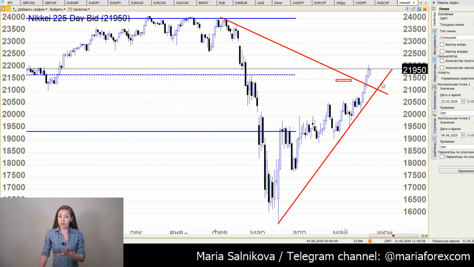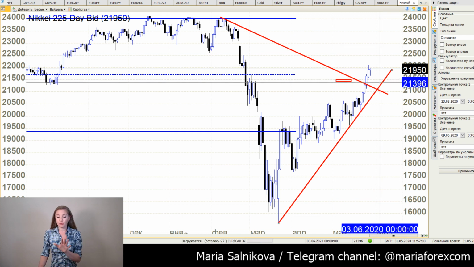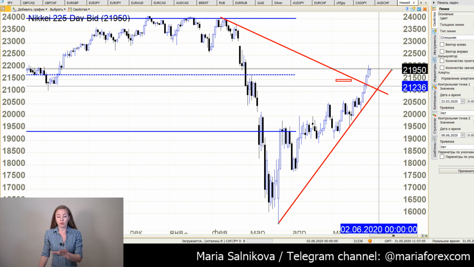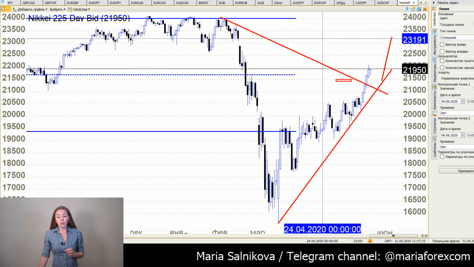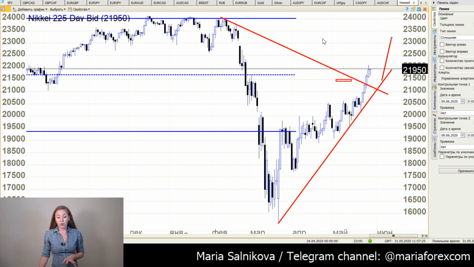I'm not sure for now, for this day, 31st of May, whether price will go to 21,396 or it will go to 21,236. I'm telling you about the situation that, for example, in a few days, price will try to test this trend line. We will use it as a potential entry point with the target up to, look here, 23,190. Why? Because here was a gap, guys. Look here.